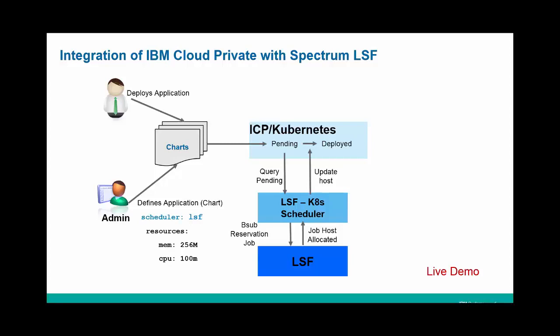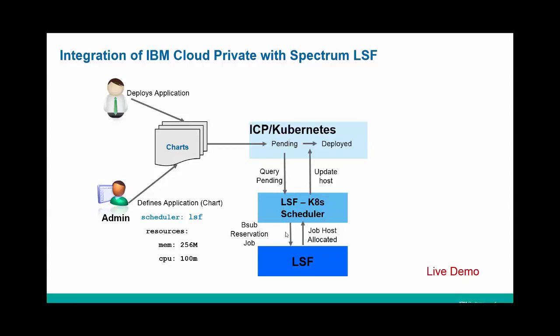So I deploy the chart, and IBM Cloud Private will put that into a pending state. It's waiting for the resource selection. It's waiting for, in this case, LSF to tell it which machines it should launch those containers on. So the daemon that I've created will listen for jobs in a pending state where the scheduler name is set to LSF.